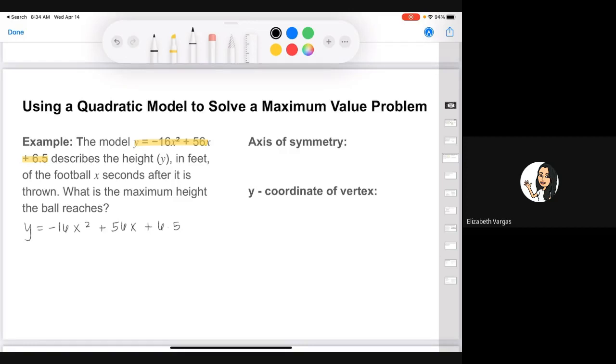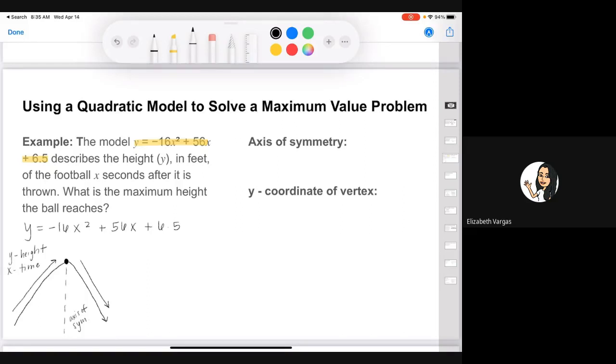reaches. Well, think about if we were to throw a ball, this would represent our maximum height. Our maximum height is halfway all the way up as it is all the way down. And so if we were to graph this, what it would represent is our axis of symmetry. What it would also represent is, because we're looking for the maximum height, we're looking for our y values. Our y values represent our height, while x values represent our time.